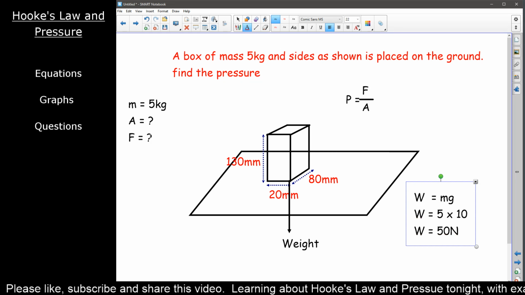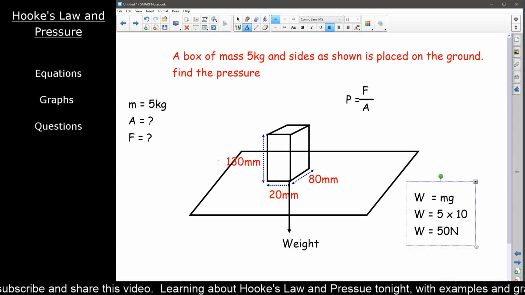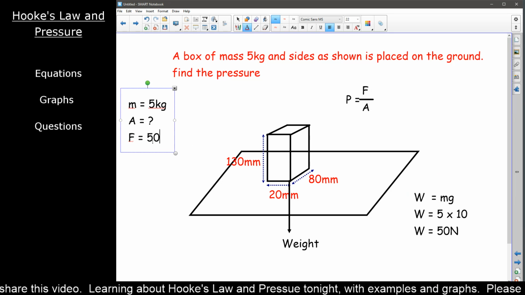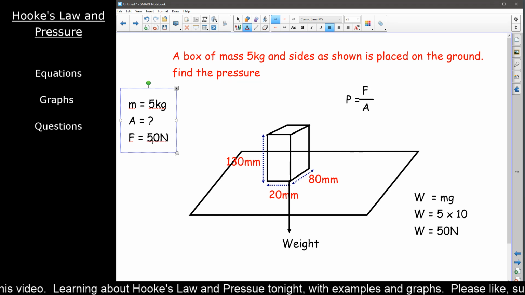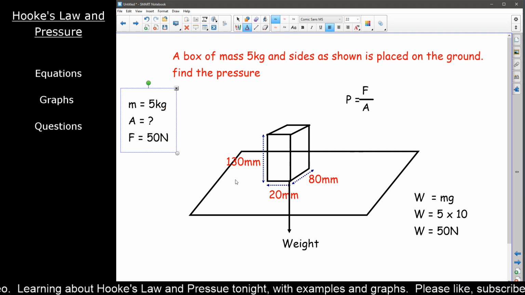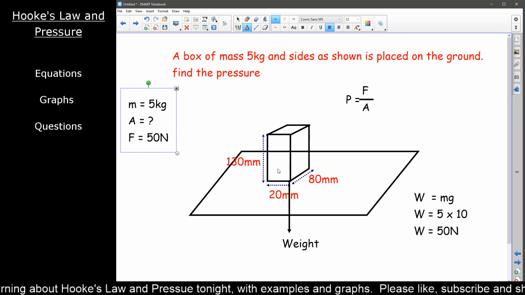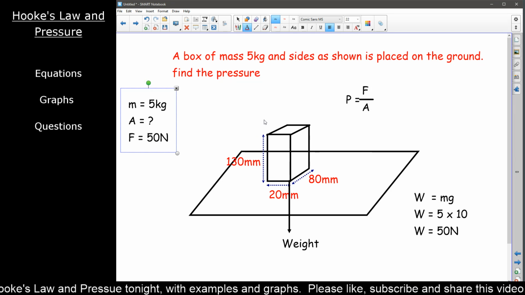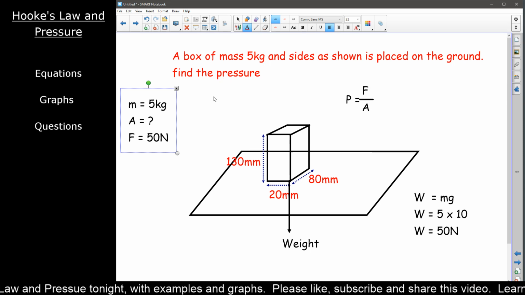Alright, cool. So we've got this. Now that's the weight, but the weight is a force because it's 50 newtons. There's no other forces acting, so this becomes 50, and it's newtons. We'll keep an eye on that. The area is the area in contact with the actual material you're looking at, which is the base area of this material. And the base area of this material then we have to go and calculate.